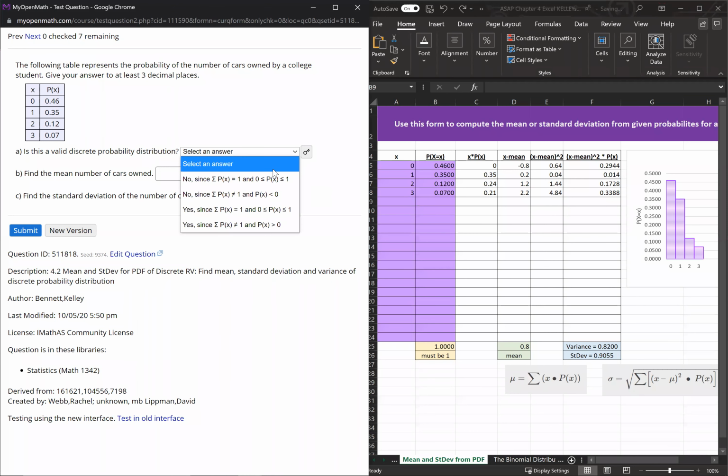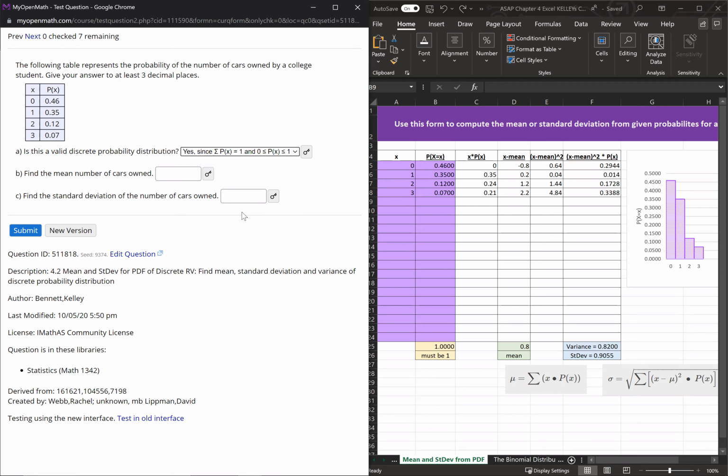So I go over here and I say, yes, it is. Now I have to figure out, okay, well, what kind of yes is this? Well, I need the sum equals 1. That's very important. So this first one, sigma P of X equals 1, that's what I want. And the second part of it says each probability is between 0 and 1 inclusive.